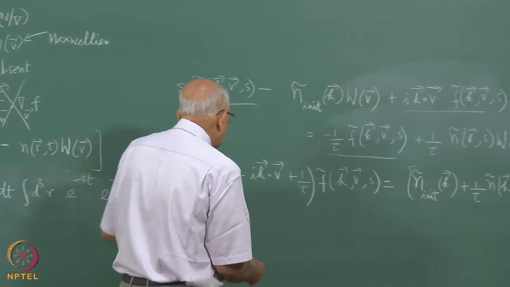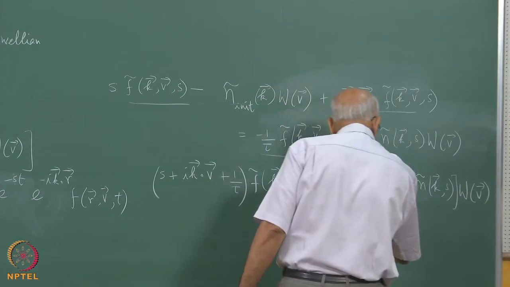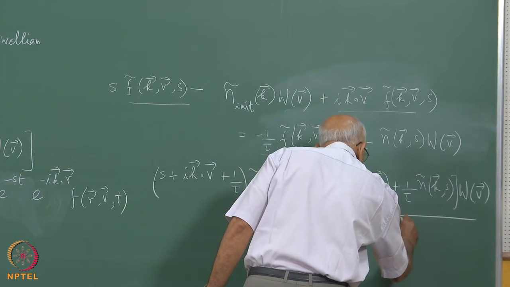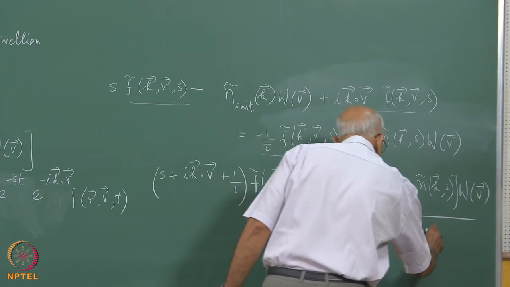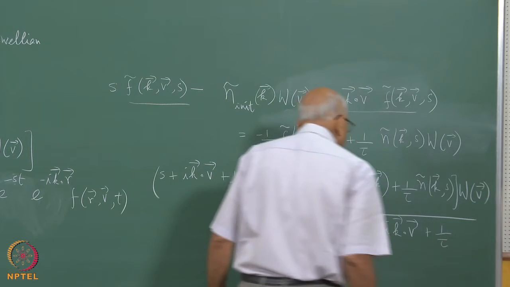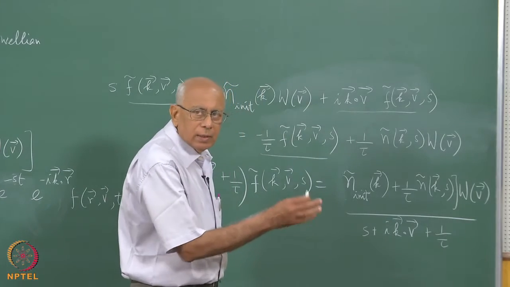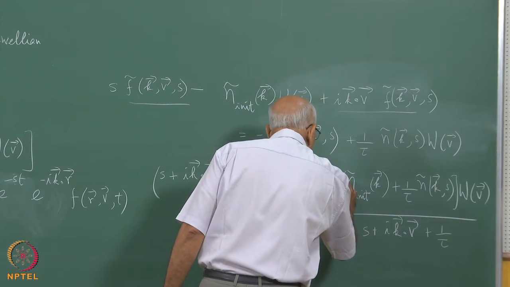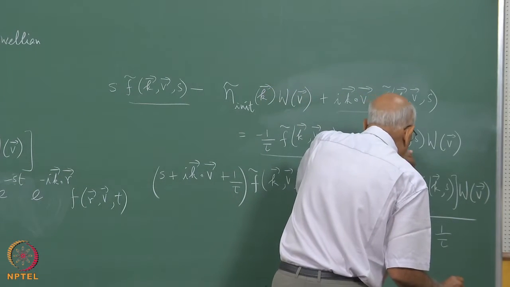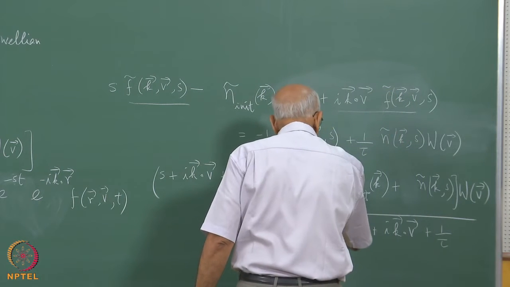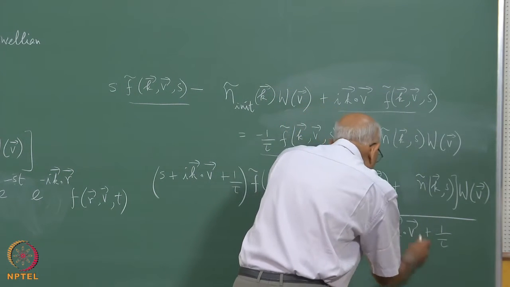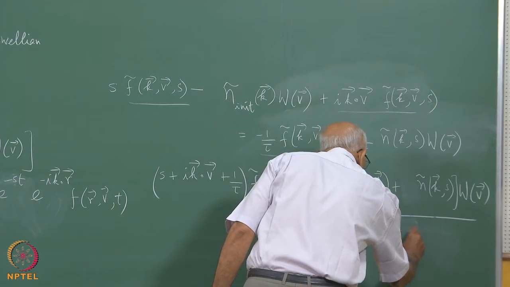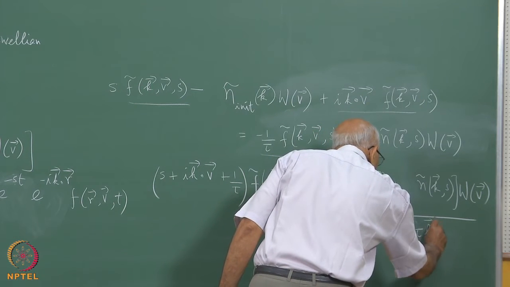And so let us move this fellow down here, this thing divided by s plus i k dot v plus 1 over tau, and let us multiply both sides by tau, so it is tau times this plus just that is equal to 1 plus s tau plus this guy, i tau k dot v.